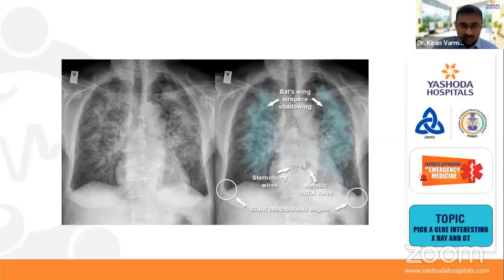So that is how you have to differentiate between ARDS and pulmonary edema secondary to any of the reasons. Kerley B lines will be absent in ARDS as well. Then sometimes if it is pulmonary edema secondary to CHF or renal failure, you can see pleural effusions along with pulmonary edema. So that also goes in favor of pulmonary edema.